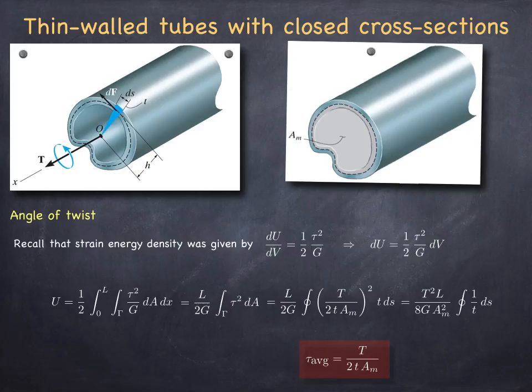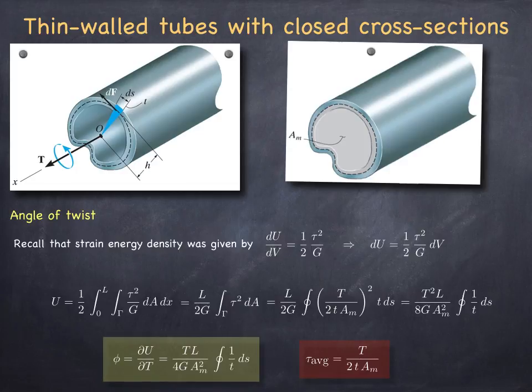And we know that if we differentiate this total energy with respect to the torque, the result must be equal to the twist angle. And that is quite simple to carry out, and the result is TL over 4G Am squared times the integral of 1 over t across the circumference. So for some problems it will be possible to carry out this integral in closed form, and for some problems it won't be, but for those problems you can resort to numerical integration to carry out that line integral of 1 over t around the circumference.